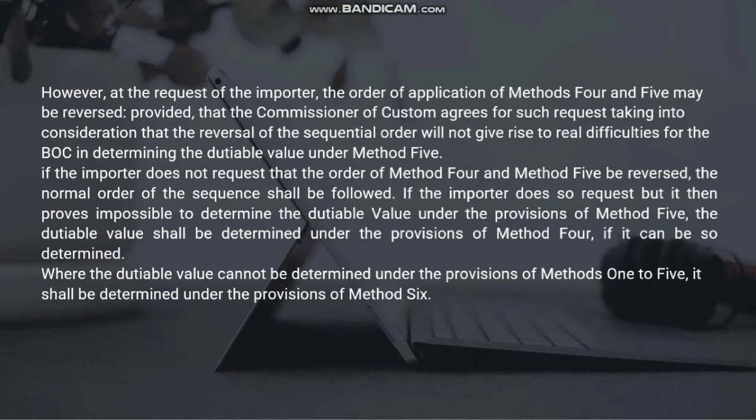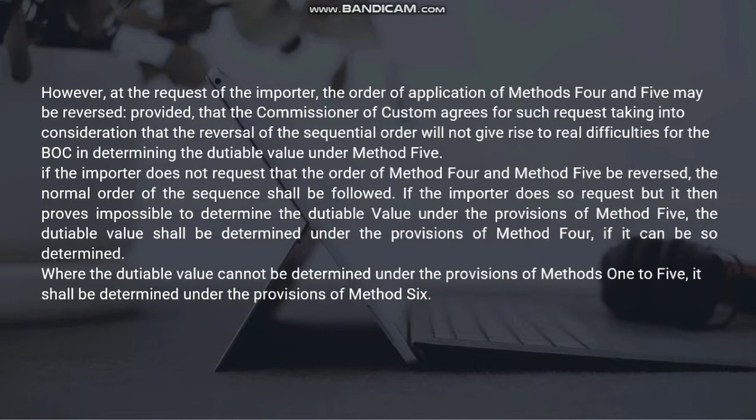Now, if the importer does not request that the order of Method 4 and Method 5 be reversed, the normal order of the sequence shall be followed. If the importer does not so request, but it then proves impossible to determine the dutiable value under the provisions of Method 5, the dutiable value shall be determined under the provisions of Method 4, if it can be so determined. Now, where the dutiable value cannot be determined under the provisions of Method 1 to 5, it shall be determined under the provision of Method 6.